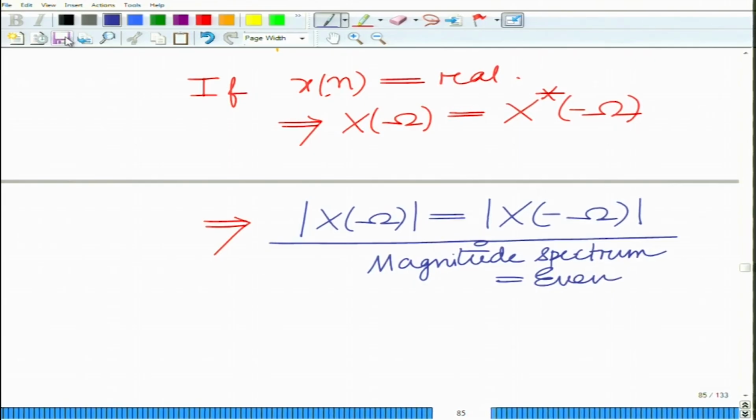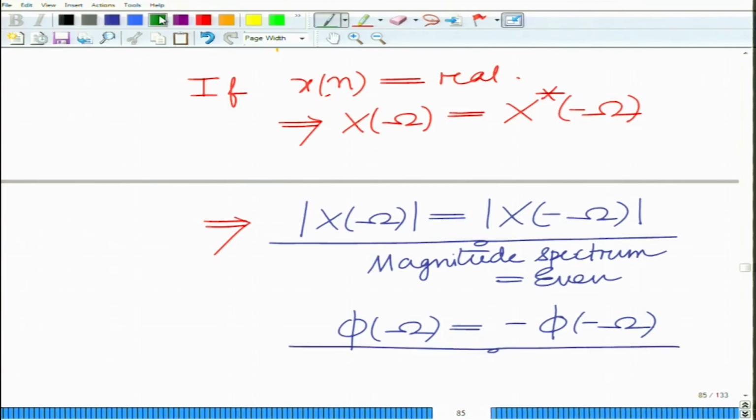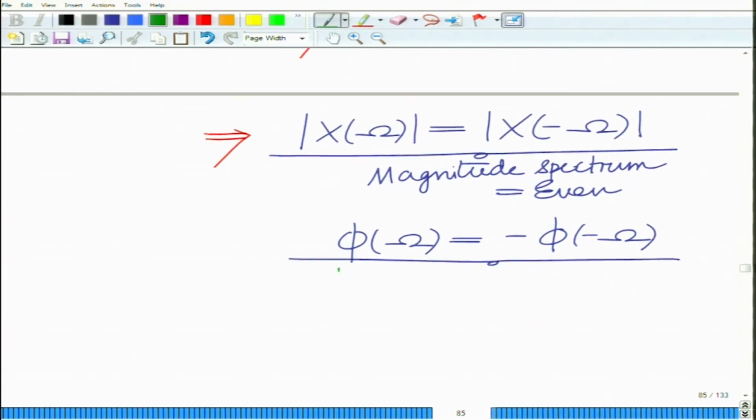Further, if you look at the phase spectrum, because they are conjugates, phi of omega is minus phi of minus omega. So the phase spectrum is odd, the phase spectrum exhibits odd symmetry. This is for a real signal. Okay. So, for a real signal, as usual, we have the magnitude spectrum of the DTFT that exhibits even symmetry, and the phase spectrum of the DTFT that exhibits odd symmetry.